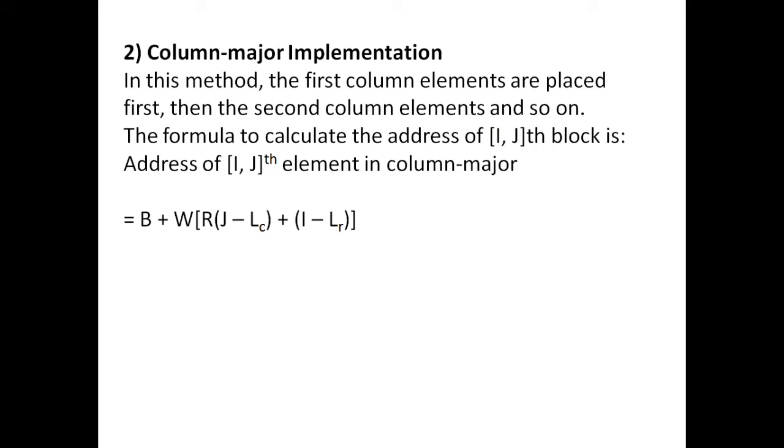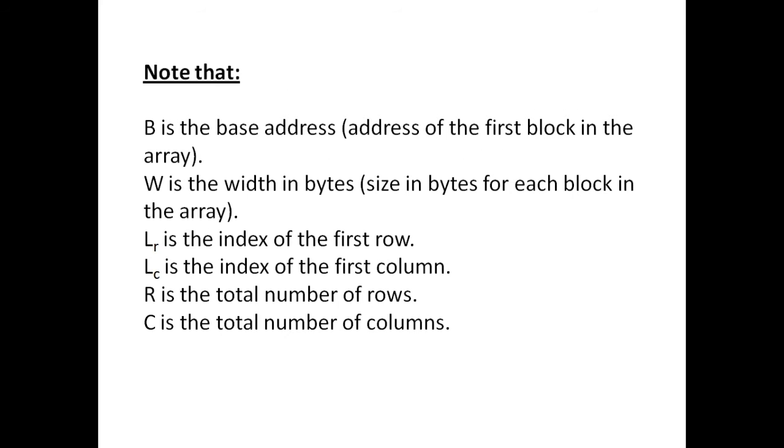Now based on this, we'll get some questions, some exercises which we need to solve. Let us see. First, B is the base address of the first block in the array. The beginning address is always known as base address or B. W is the width, storage capacity, always indicated in bytes. LR is the index of the first row, lower row. LC is the index of the first column, R is the total number of rows, C is the total number of columns.